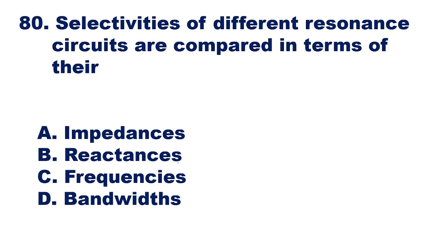Selectivities of different resonance circuits are compared in terms of their, with the options being impedances, reactances, frequencies, and bandwidths. Obviously, selectivities of different resonance circuits are compared in terms of their bandwidths. So option D is the right answer here, bandwidths.